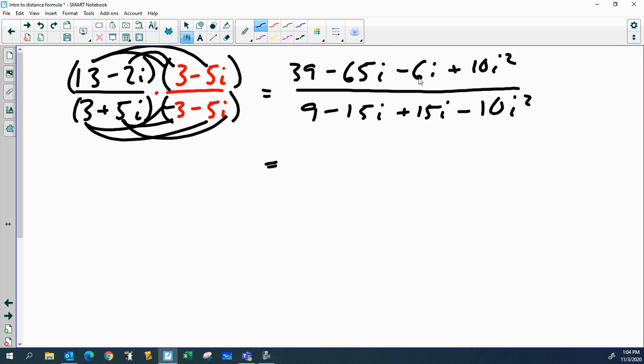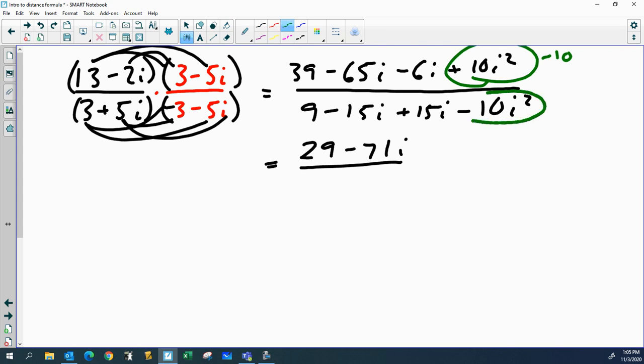All right, and so we simplify now. This term right here, since it's i squared, is really 10 times negative 1, so it's really a negative 10 there. So as I simplify this, 39 minus 10 is going to be 29. Negative 65i minus 6i is going to be negative 71i. Divided by, same thing here, this negative 10i squared is really like negative 10 times negative 1, which is a plus 10. So I have 9 plus 10 in our denominator, and that will be 19.